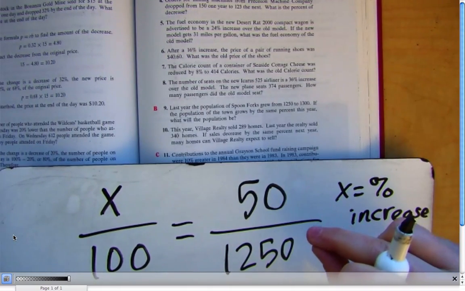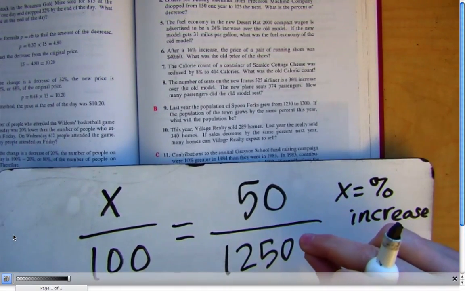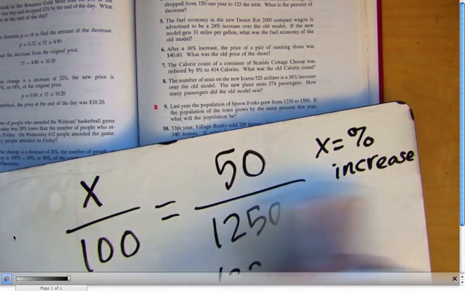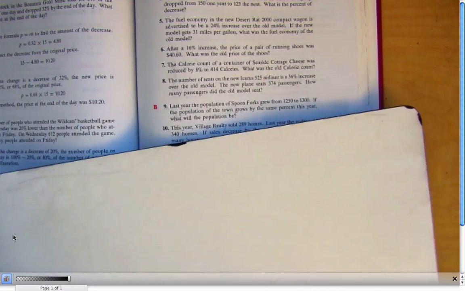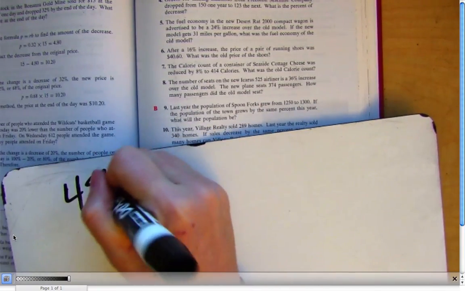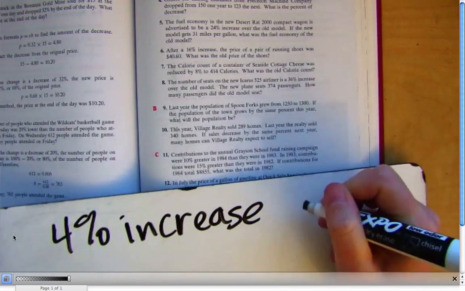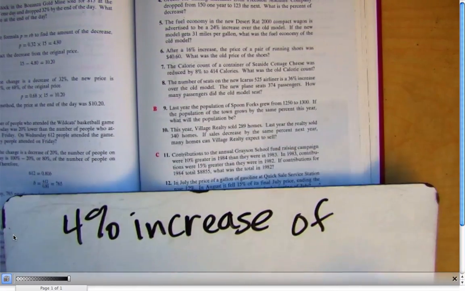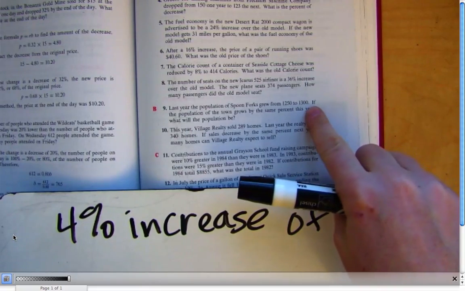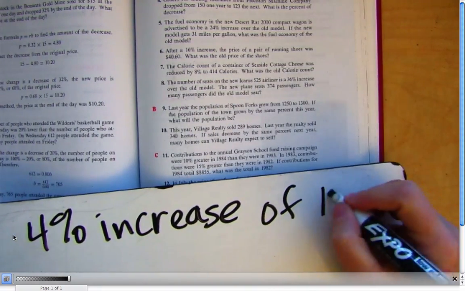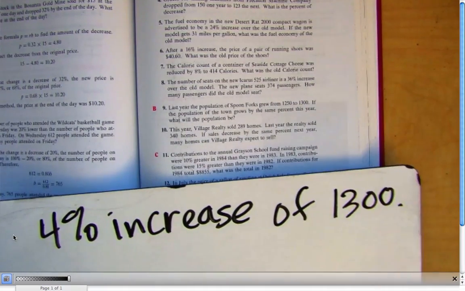Now if you were going to answer the question that this was asking, it said if the population of the town grows by the same percent this year, what will the population be? So this is now a new problem. We have our 4%, so basically a 4% increase of what number? Well, last year it went from 1,250 to 1,300. But now we're talking about this year. So this year we're starting at 1,300. So 1,300 is our new original amount.